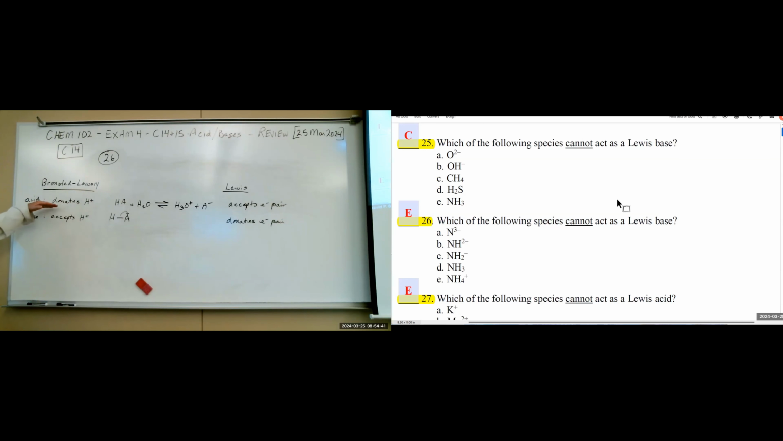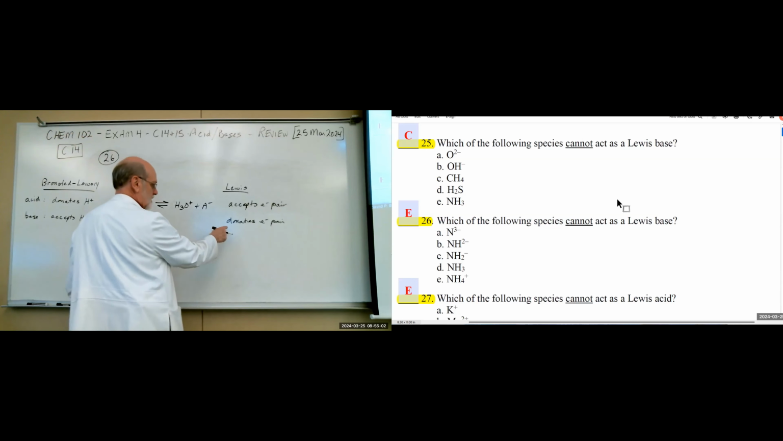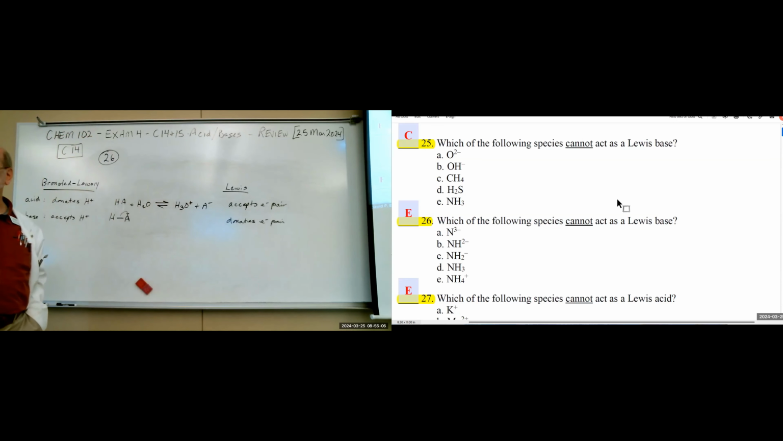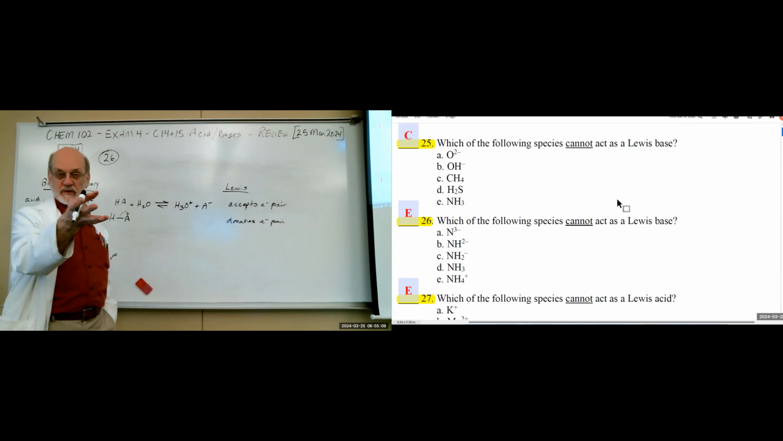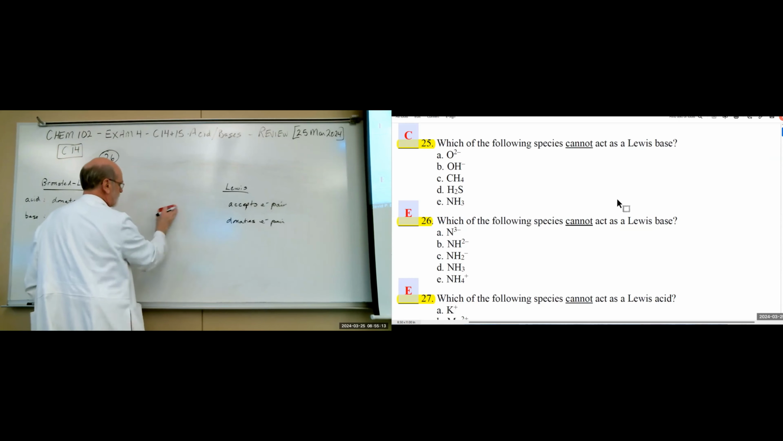Now, the advantage of the Lewis concept is that you don't have to have protons. You don't have to have hydrogens to have an acid-base reaction. All you need is to follow the electrons. So in order to be a Lewis base, it must be able to donate an electron pair. So we look at these possible answers, A through E.